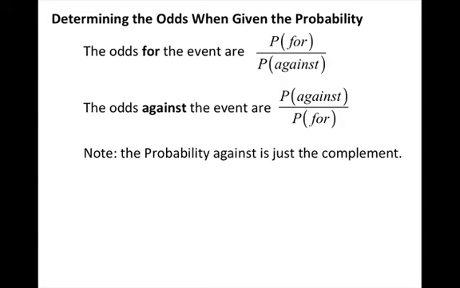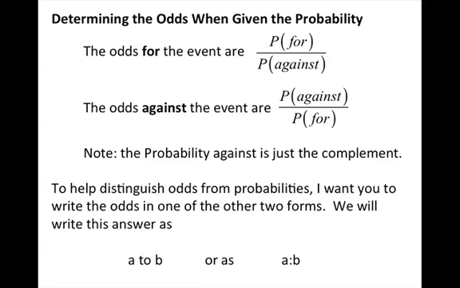As I mentioned before, the probability against an event is just the complement of that event. Now, unless told otherwise, you always write probability as a reduced fraction. I want a way to distinguish between the odds and the probability. So when we're given the odds, I want you to write it as either A to B or A colon B. Don't ever write odds as a fraction. Always write odds in the ratio form using the word to or using the colon.